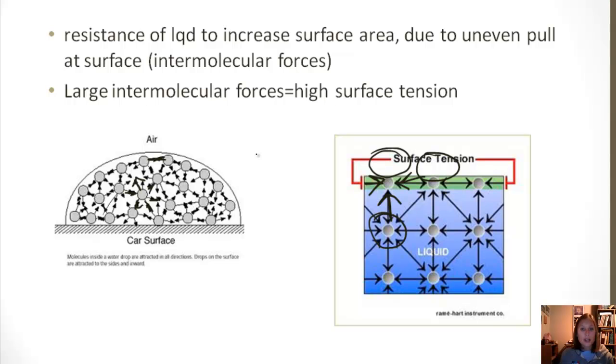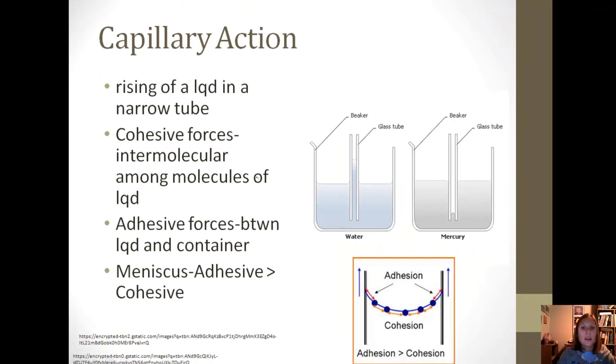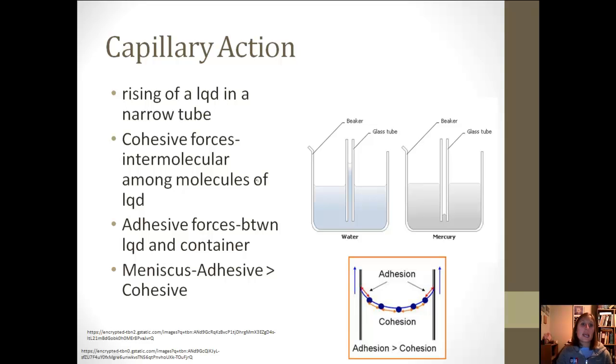Because water has those hydrogen bonds between the water molecules, that's going to create really high surface tension. If you've ever tried putting a paper clip on the top of a beaker of water, it should sit on the top because of that high surface tension and those large intermolecular forces. Okay, another property of liquids is capillary action, and this is the rising of a liquid in a narrow tube, and it's basically a balance or imbalance of two types of forces.